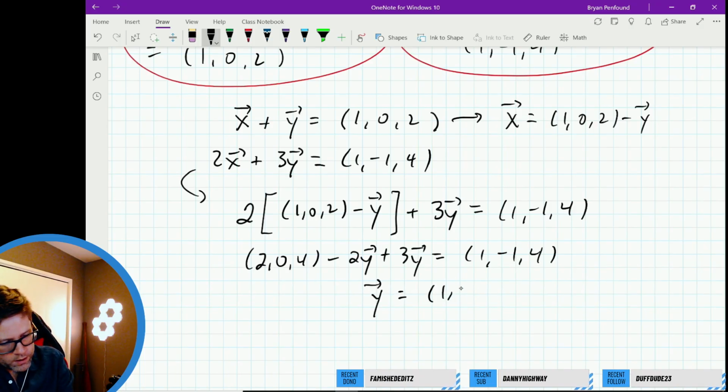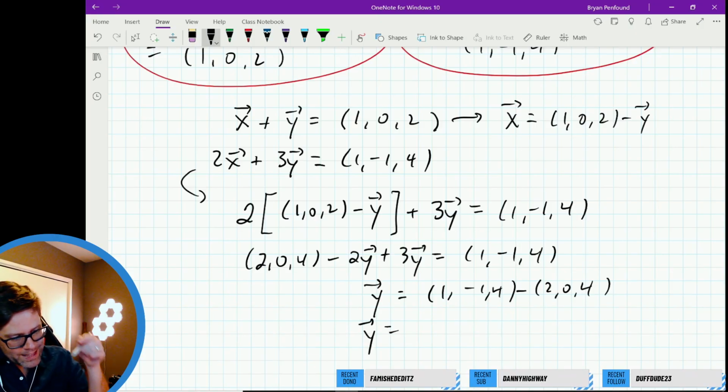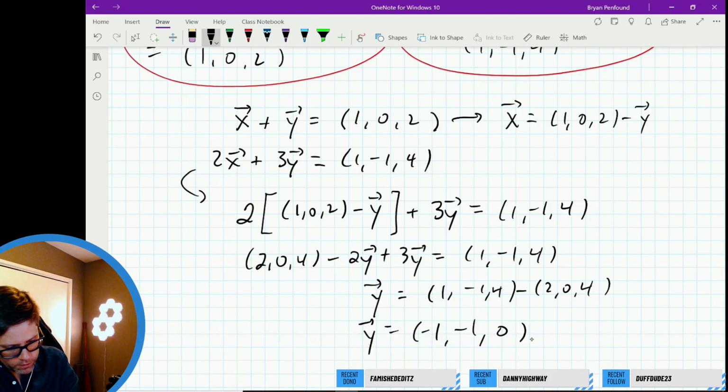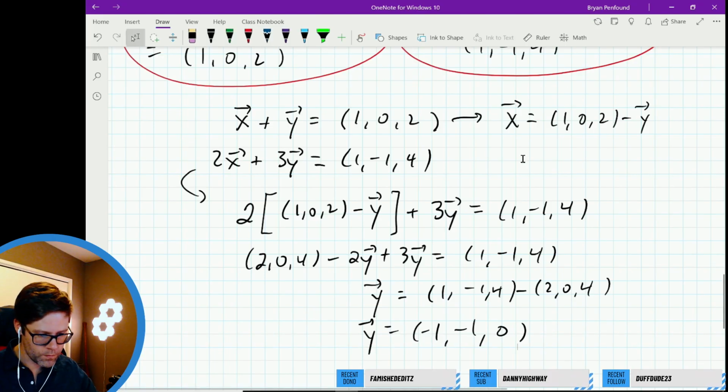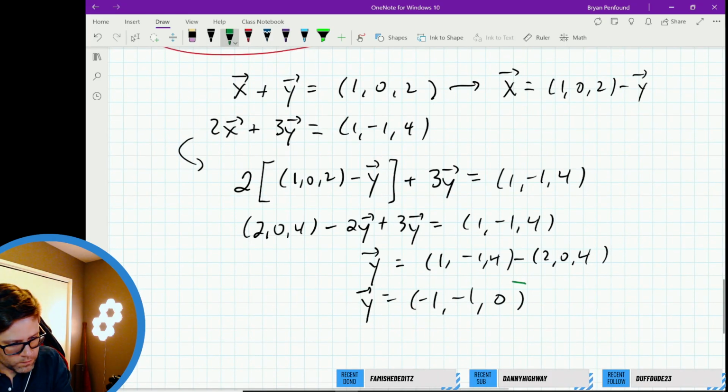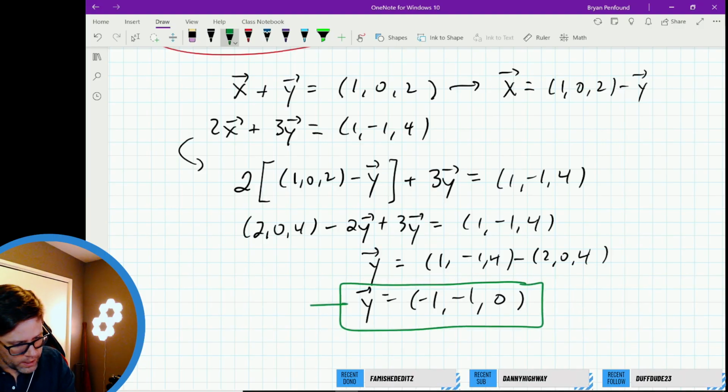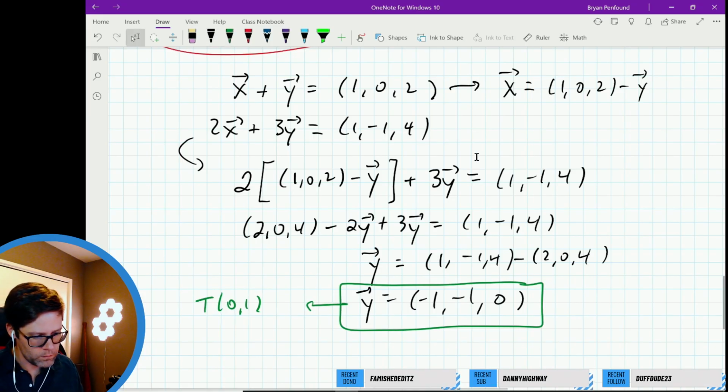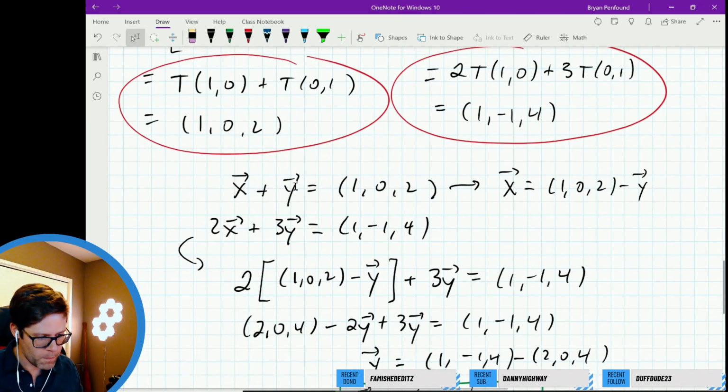That's going to be (1, -1, 4) minus (2, 0, 4). So vector y, which is the output of T at the second basis vector, is going to be (-1, -1, 0). Okay, so this is going to be T of (0, 1). That's how we defined y.